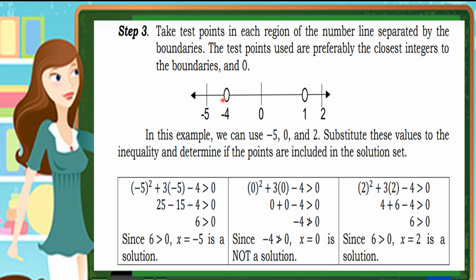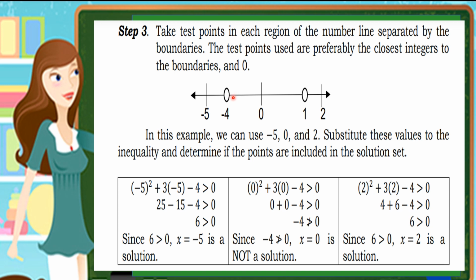So, ibig sabihin, from the number less than -4, ibig sabihin, itong part na to, hindi kasama si -4, ito po ay solution set ng ating given inequality. So, ibig sabihin, yung -4.5, -4.1, lahat yon ay value ng inequality hanggang sa pinakamaliit na value sa -4. Okay. Next, if the value of x is 0, let us try.